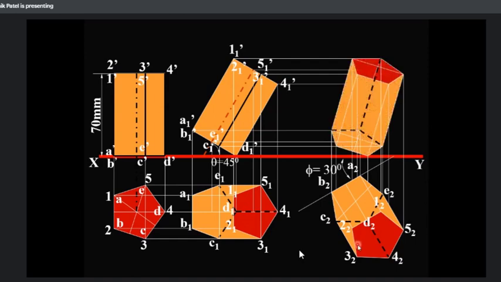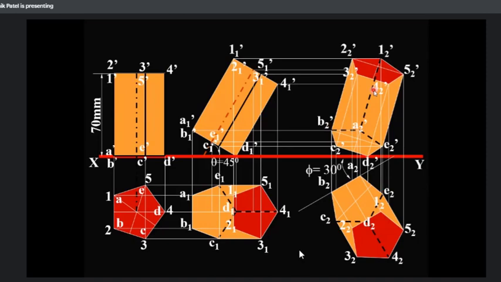Okay, see here. You will observe step number 5 from the bottom. When you see this object from the bottom, A2 is the hidden point. So the edges connected with A2, that is A2 B2, A2 1 2, and A2 E2, are the hidden lines. So I will mark them as hidden lines.